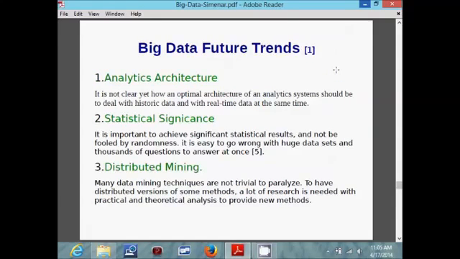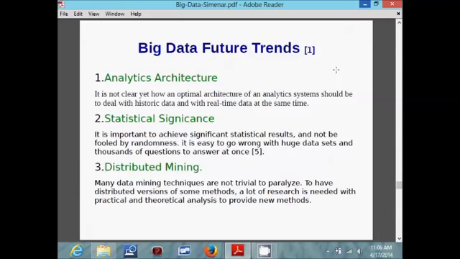The first issue is related to the architectures used, the analytics architectures. What is the optimal architecture of an analytics system that should deal with historic data and with real-time data at the same time? We don't know. We don't have that optimal architecture for that analytics system. This is still in labs, in research.